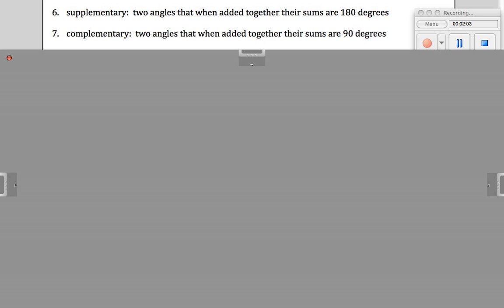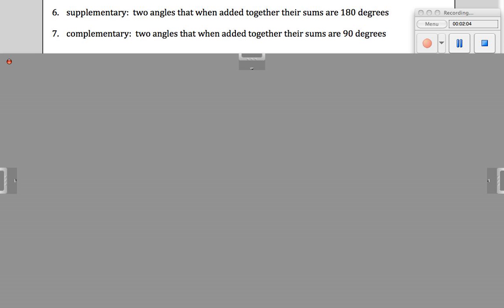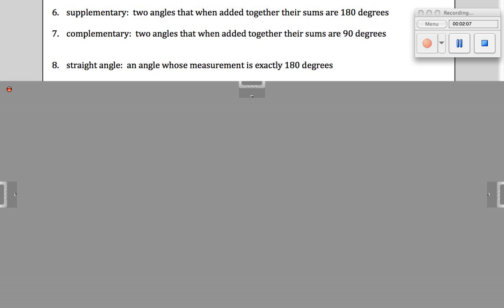And I remember supplementary with straight angles, and straight angles are 180 degrees. And I don't have any tricks for complementary. A straight angle is an angle whose measurement is exactly 180 degrees. So this is just one. And actually a straight line is 180 degrees. So a straight angle is 180 degrees.